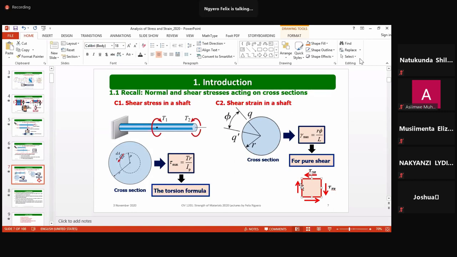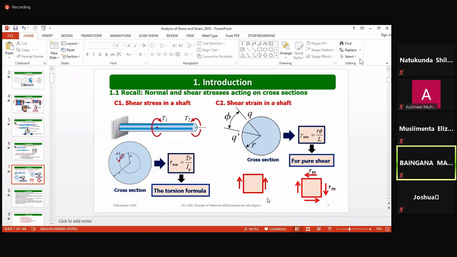on one face of an element, like that. If this is the shear stress on one face of the element, this element must be in equilibrium. So it means on the opposite face, there must be an equal but opposite shear stress, equal magnitude, opposite direction, like that, to maintain equilibrium in the vertical direction.